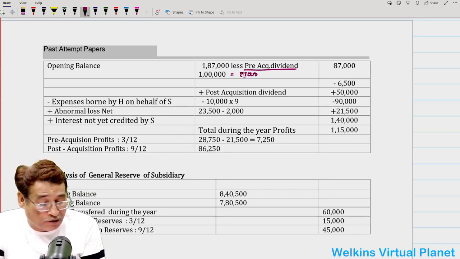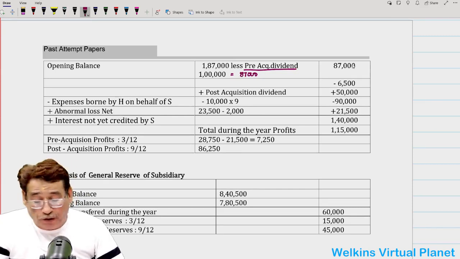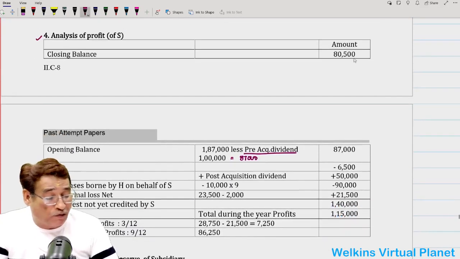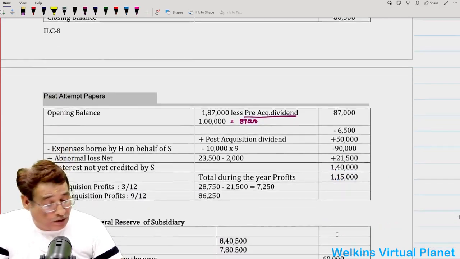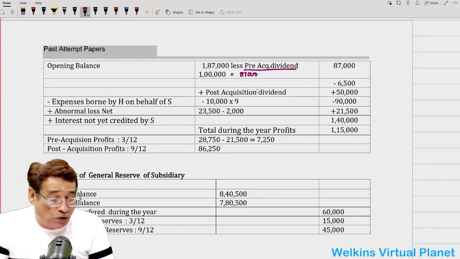That is after payment of dividend. 1,87,000 minus 1. So now from the closing balance, you will subtract the opening balance. Now, unfortunately, you are having minus 6,500 at this moment. Don't worry about that. Now you add post-acquisition dividend. I told you post-acquisition dividend is added to during the year profit. This is known as during the year profit.